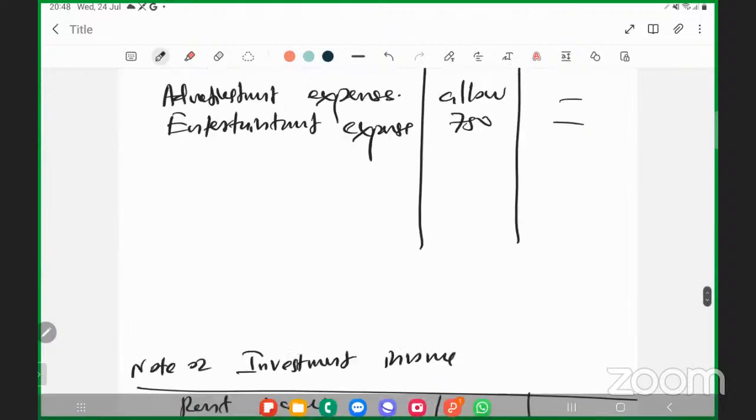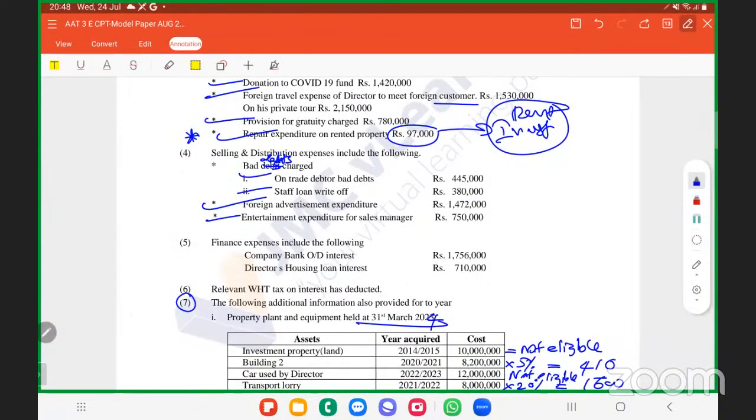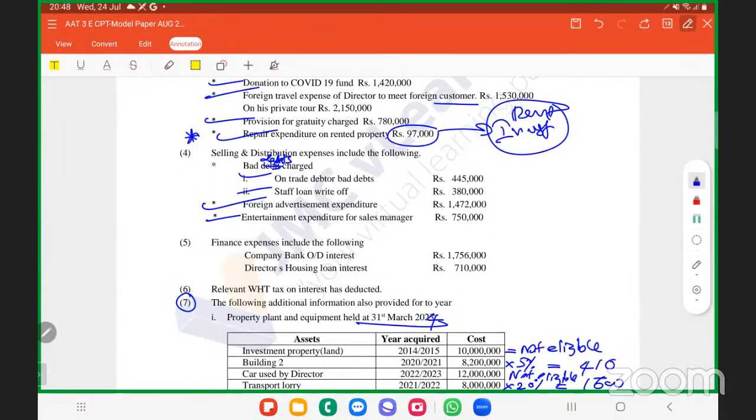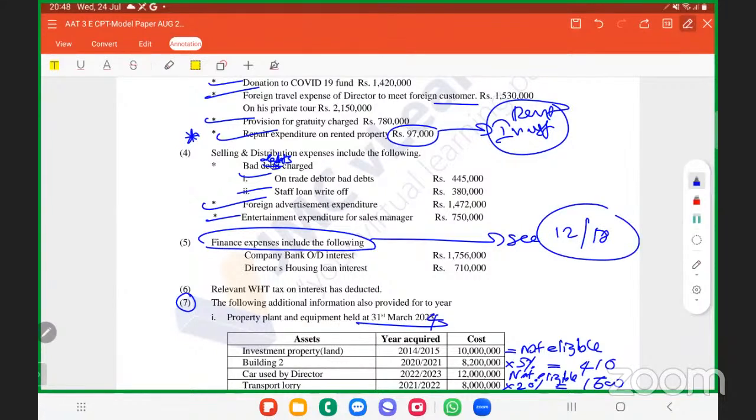Therefore, entertainment expense is add back. So finance expense include the following. That is under section 12. When you take the finance expense, you have to match with section 12 and 18 together. Section 12 explains the nature of the finance expenses which you can deduct.